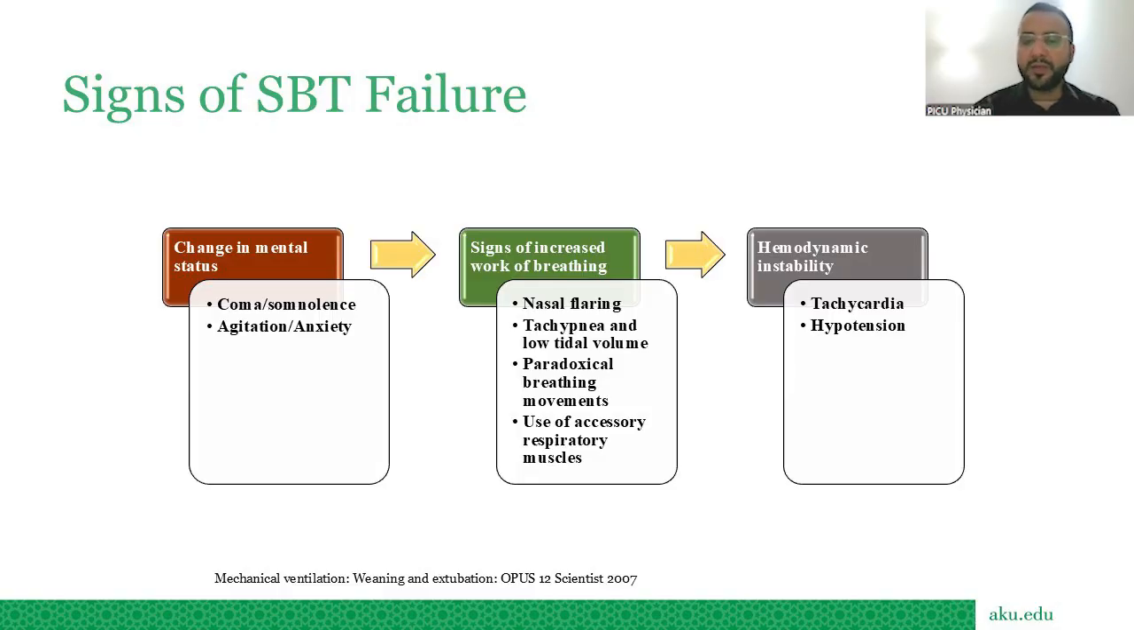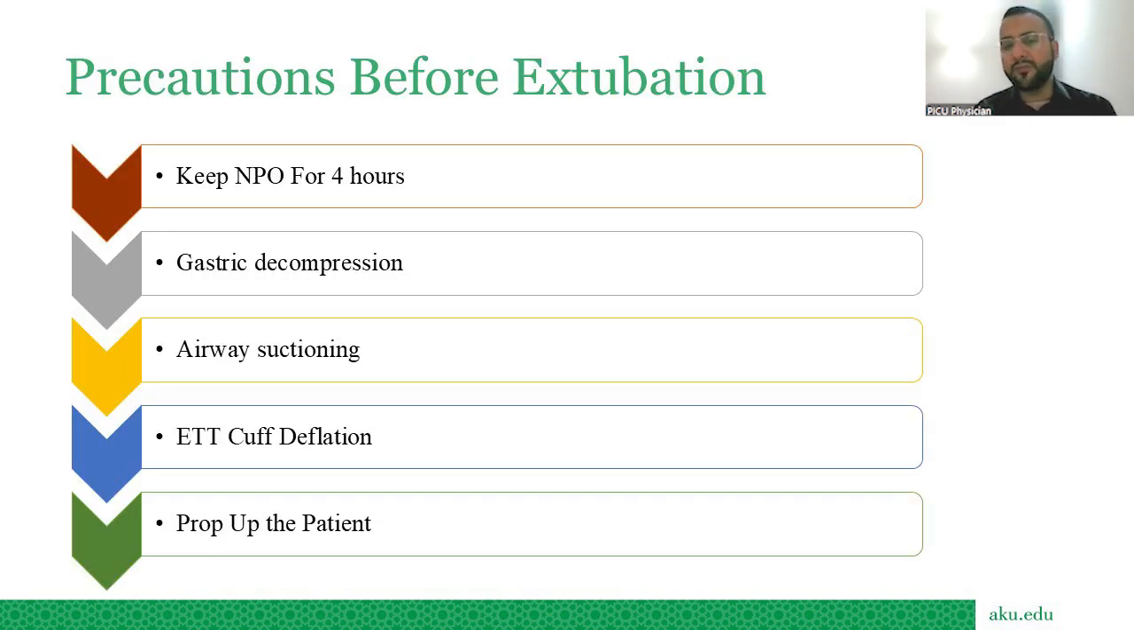Second, the other common sign is signs of increased work of breathing. If the patient develops nasal flaring on the spontaneous breathing trial, or tachypnea, low tidal volume, frequent breathing, paradoxical breathing, or use of accessory muscles, that is a sign of failure of SBT. That means the patient is not prepared for extubation. Give him some more time. Third thing is hemodynamic stability. If the patient has become tachycardic or hypertensive, or less commonly hypotensive, that also means the patient is not ready for extubation.